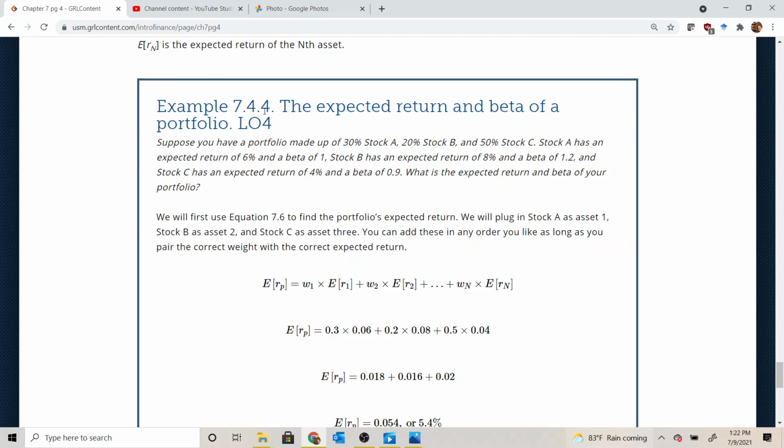Example 7.4.4. In this one, we're going to calculate the expected return and beta of a portfolio.